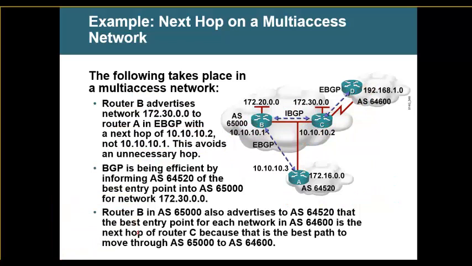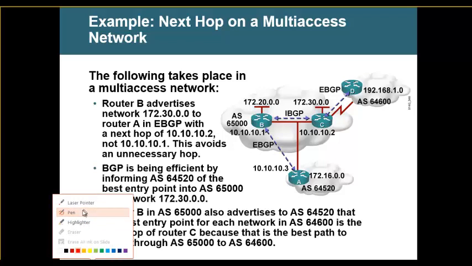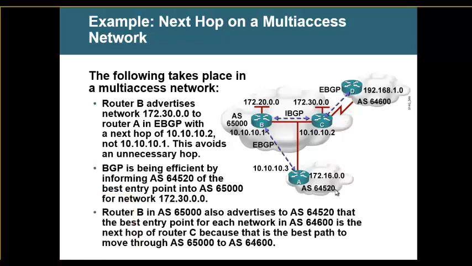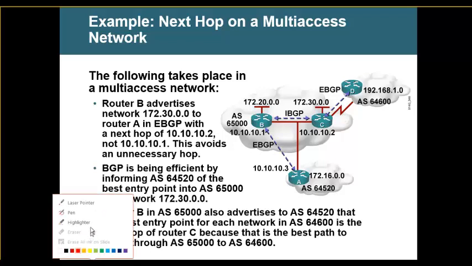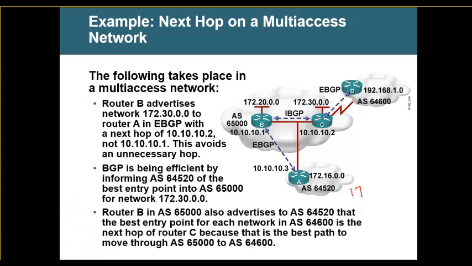So simply, what I said is, when we learn 172.30.0.0, the next stop will be 10.10.10.2. It won't be 10.10.10.1. This is all BGP's default behavior. In multi-access, this is how it will work.